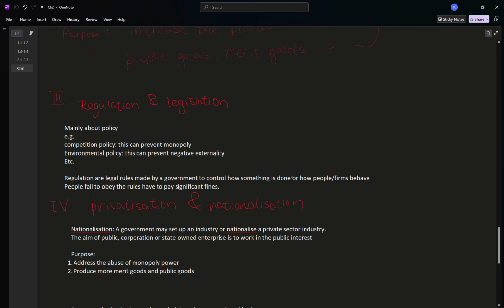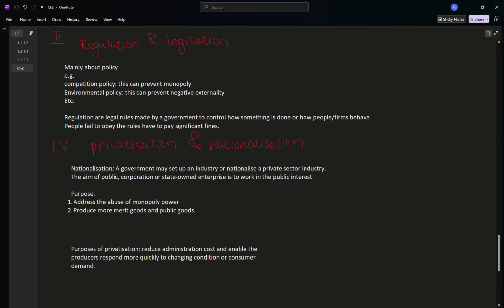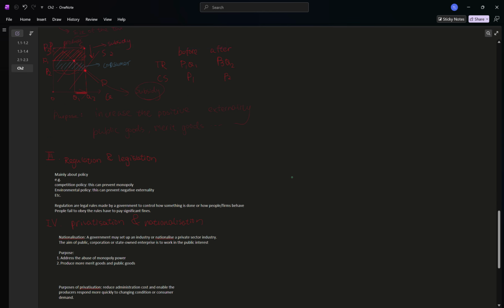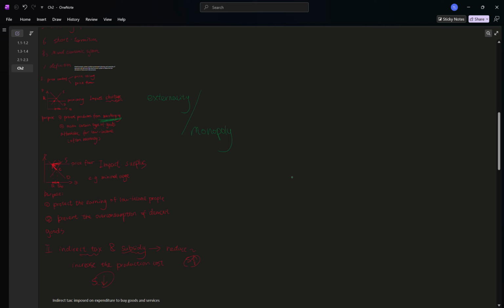For regulation and legislation, it can prevent monopoly, it can prevent information failure, that sort of thing.